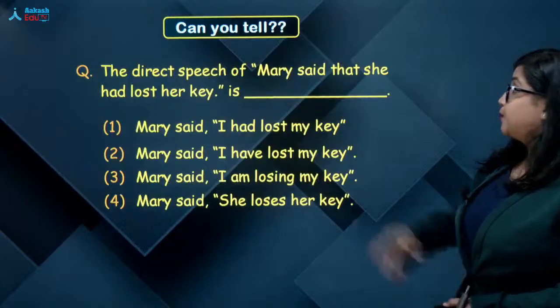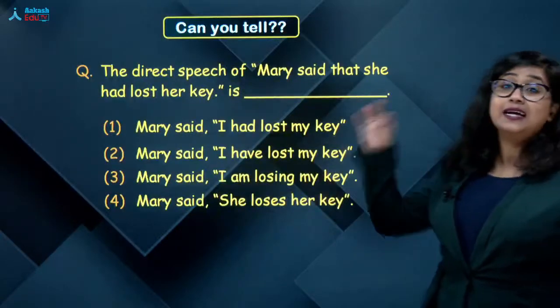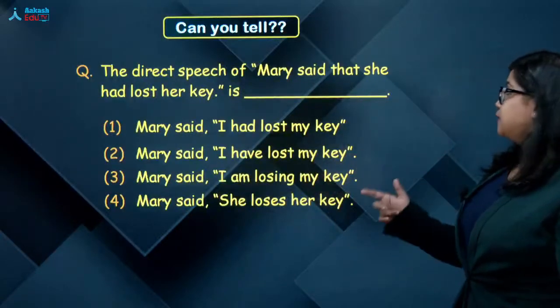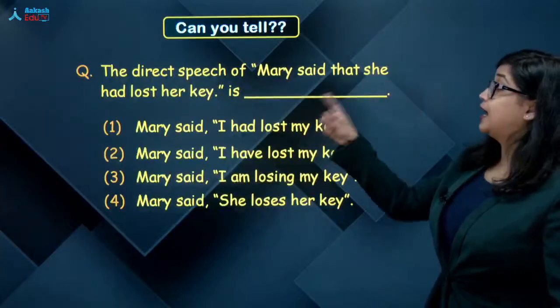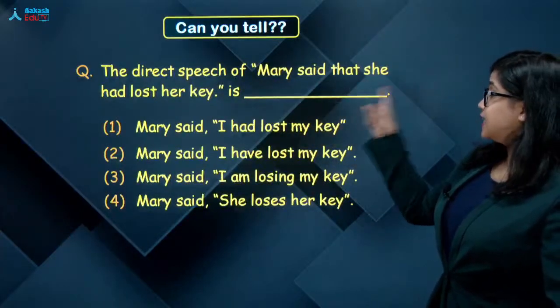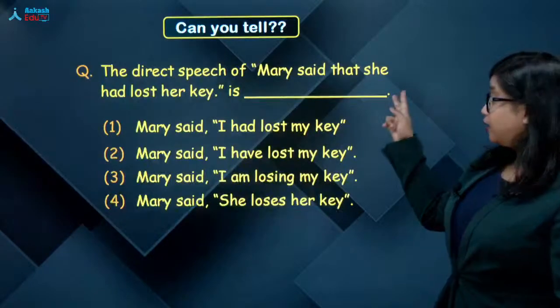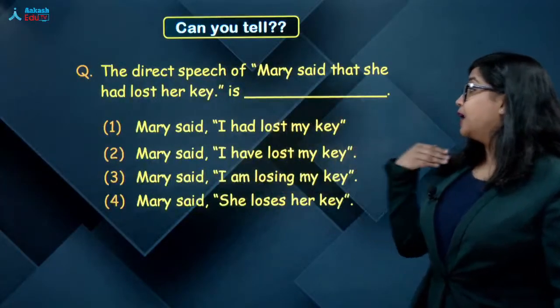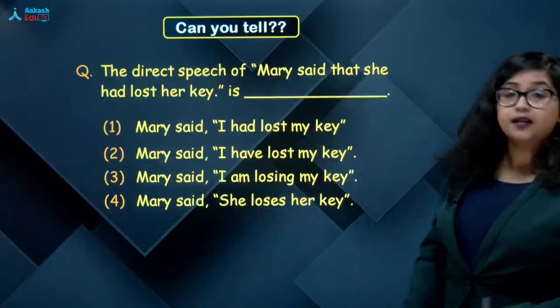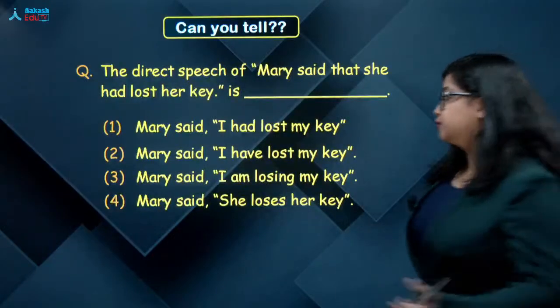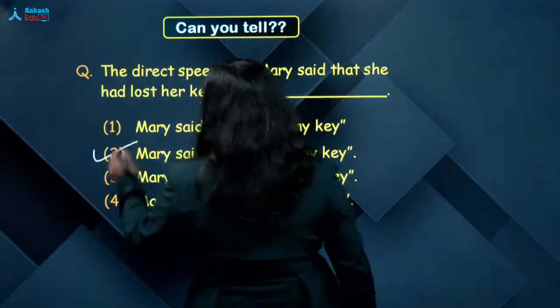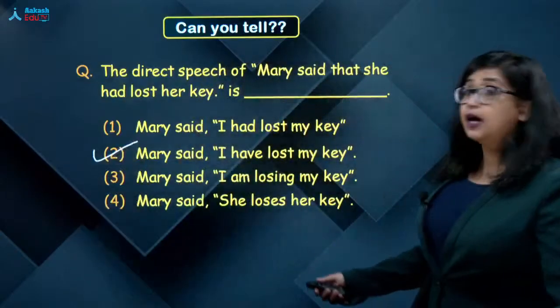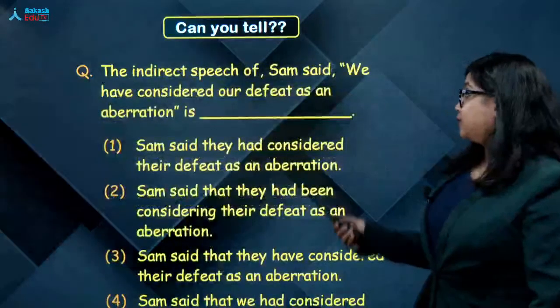Yes. So, here you can see you had to guess the direct speech. The indirect speech was given. So, Mary said that she had lost her key. So, Mary said she will change to I obviously. I have lost my key. So, the correct answer is option number 2. So, Mary said I have lost my key. Moving ahead with the next question.